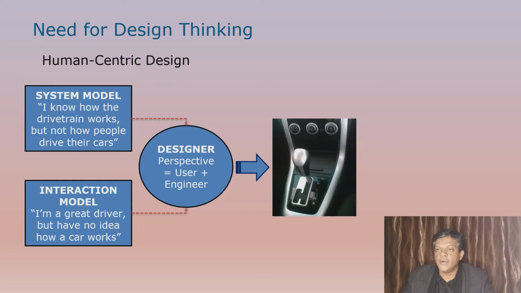You may be a very good driver, but you may have no idea what the functioning of a gearbox is. Now, as a designer, when you are trying to develop a product, you need to combine both the perspectives together, the user perspective as well as the engineer perspective. And when you combine both, then and only then you can deliver a product which is complete in all terms. And that is what is meant by human centric design when you apply design thinking in your product development process.